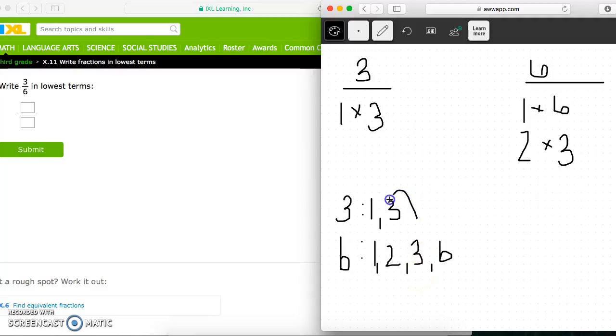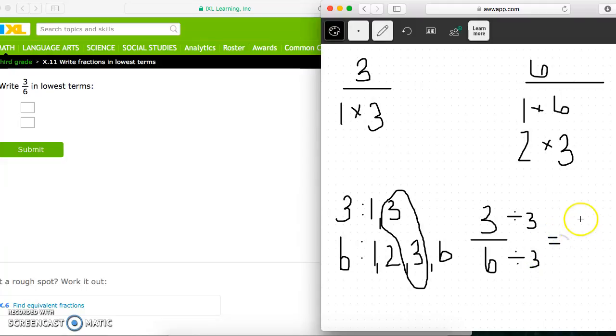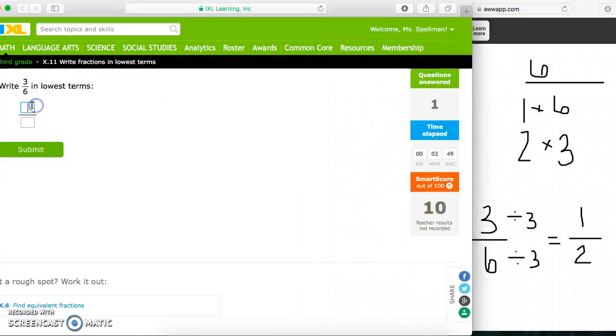So 3 is their greatest common factor, or we would say GCF, which means I can divide 3 and 6 by 3. So I'm going to divide 3 by 3, and I'm going to divide 6 by 3 to give me my fraction in lowest terms. 3 divided by 3 is 1. 6 divided by 3 is 2. So in lowest terms, 3/6 is 1/2.